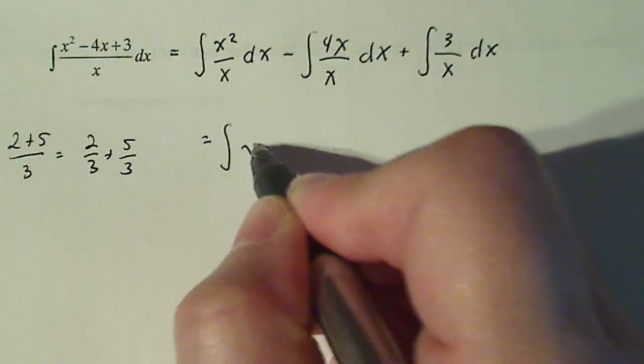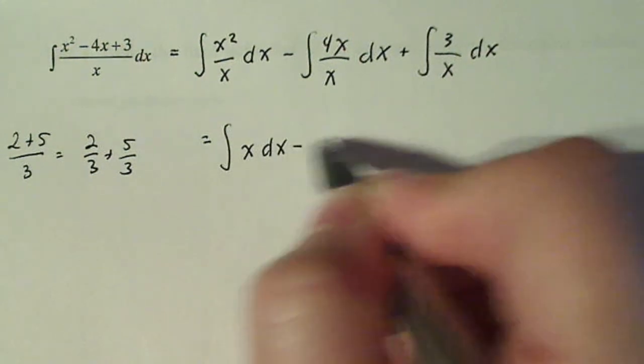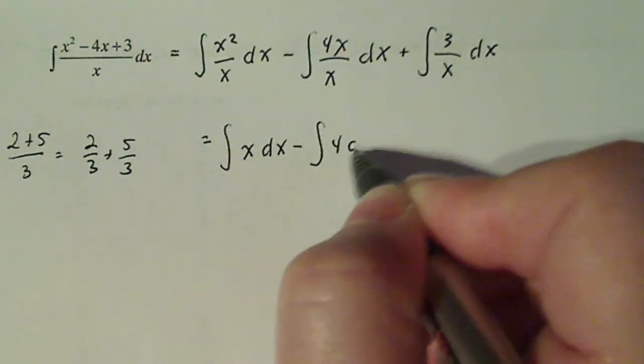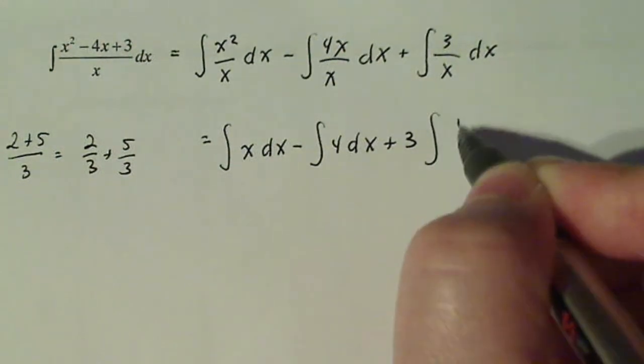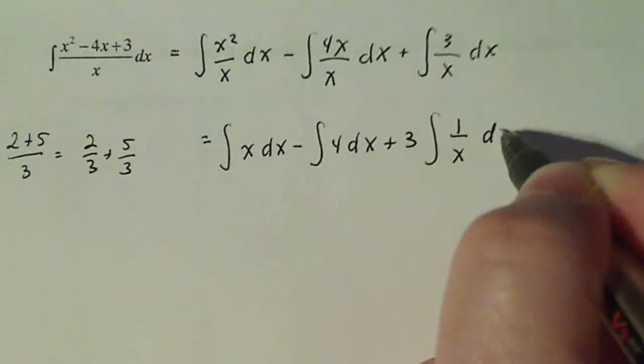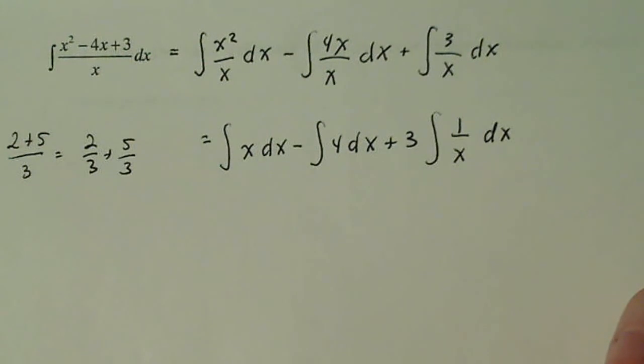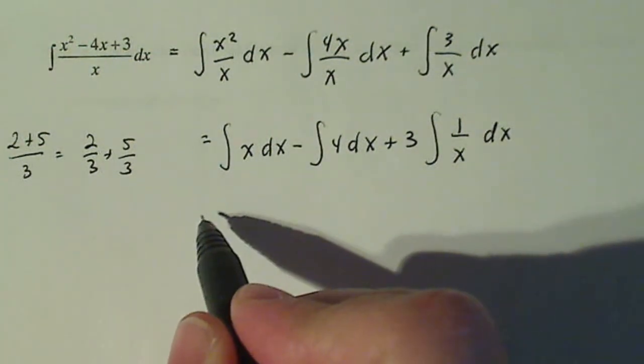All right. So what does this simplify to? The integral of x dx minus the integral of 4 dx plus, and I'm going to take out the 3, the integral of 1 over x dx. Okay, so I'm going to continue to integrate.